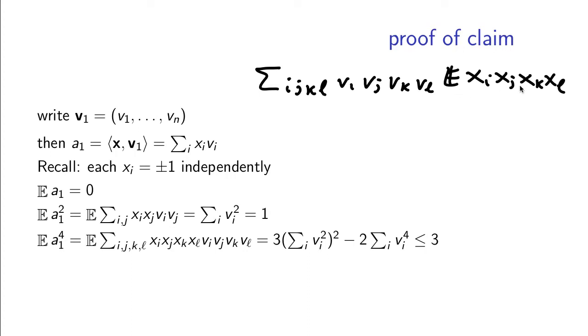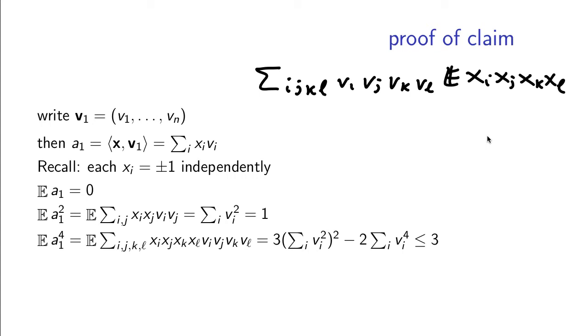The only cases that don't cancel out are those where either all these 4 indices are the same, so we just have xi to the fourth, which is always 1, or when 2 of them are equal, and then the other 2 are also equal to each other, and those 2 pairs are distinct. So for example, if i is equal to j and k is equal to l, we're going to get xi squared times xk squared. So in all those cases, the expectation will be 1.